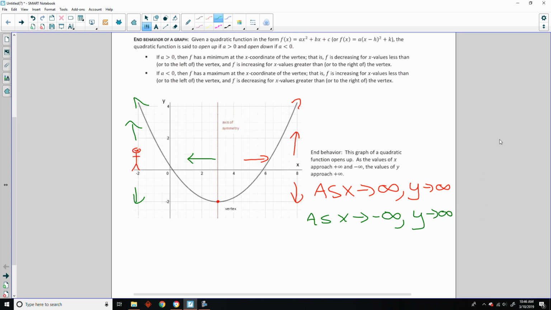And that's really end behavior. It's really that easy if you think of it this way. So as you go to the right, you have to look up or down, and as you go to the left, you have to look up or down. That's end behavior. And we will practice that in this lesson.